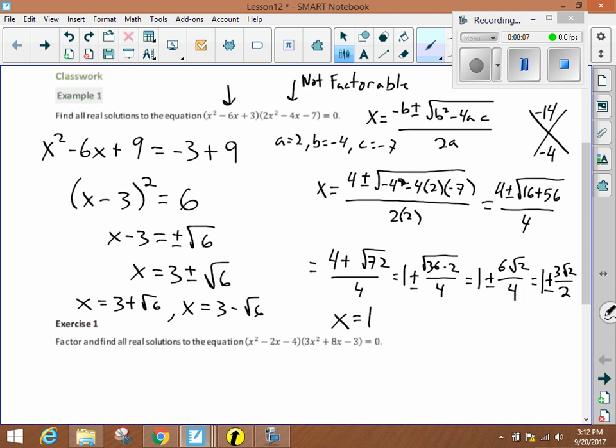But the idea is that I have 2 solutions. 1 plus 3 root 2 over 2. And my other solution would be x equals 1 minus 3 root 2 over 2. And there we go. We have 2 solutions.